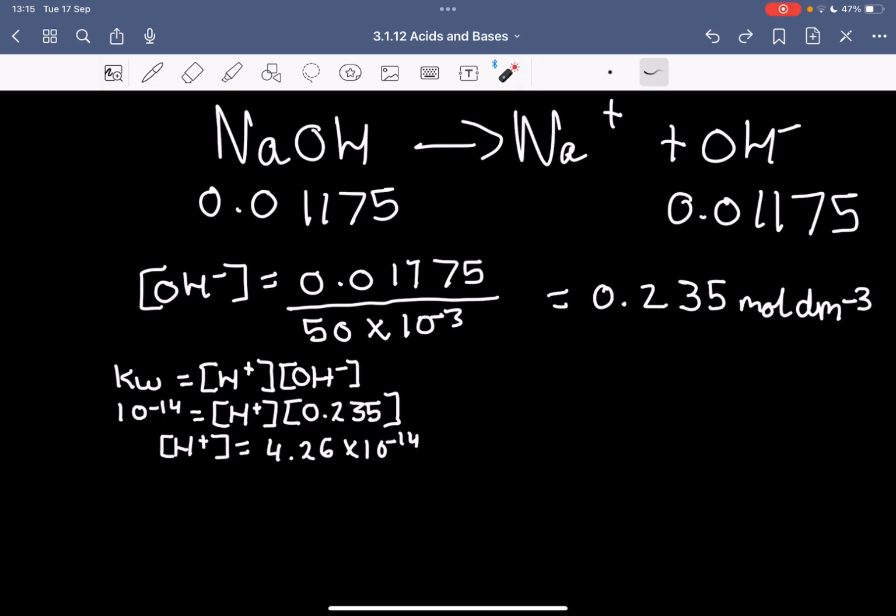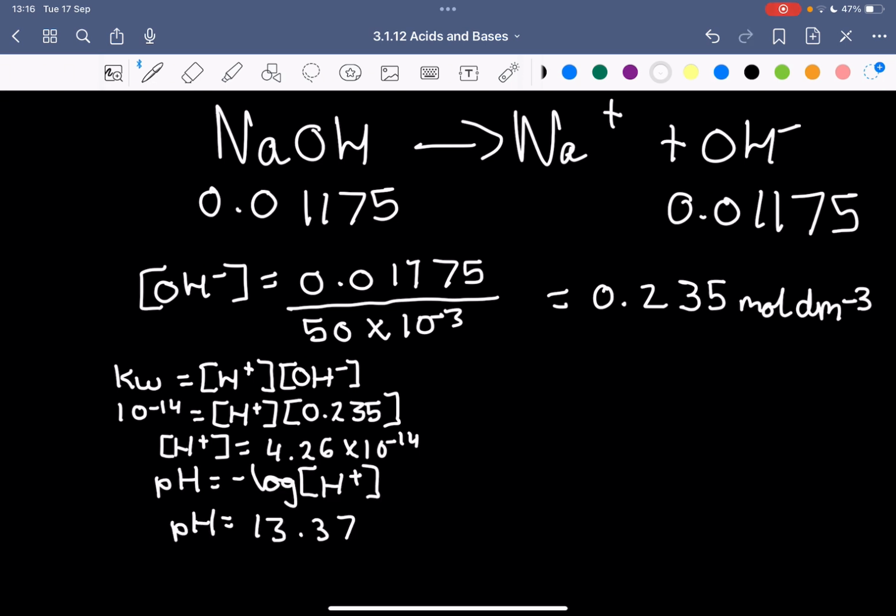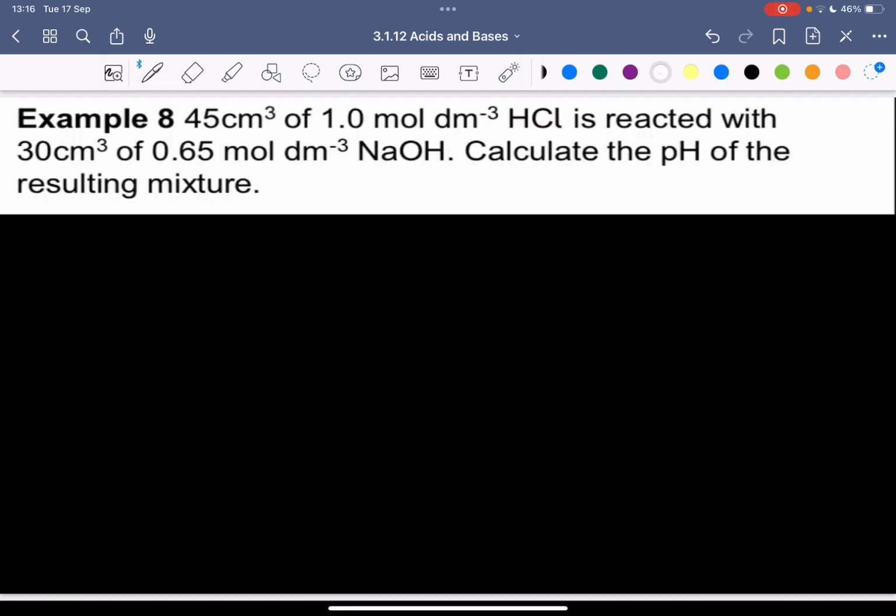Alright, so for our Kw expression, I subbed in the value of Kw at room temperature because when they haven't stated the value, you just use 10 to the minus 14. And now I've got H plus concentration. I can do pH equals minus log H plus to work out pH, and I get 13.37. Alright, here's an example for you guys to try.